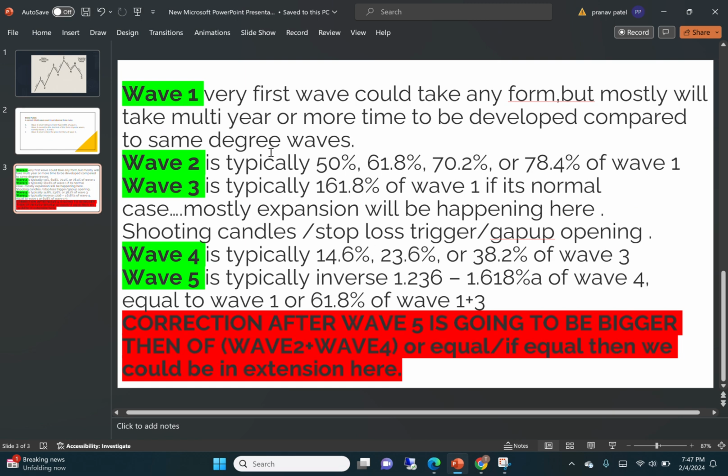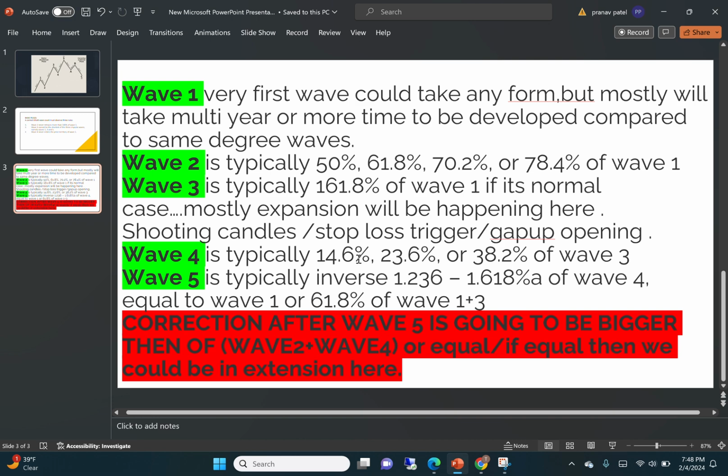Wave 2 is typically 50%, 61%, 70 or 78% of wave 1. So yes, I'll be keeping this one as it is. Wave 3 is typically 1.618 of wave 1 in the normal case. Mostly expansion will be happening here: shooting candles, stop loss triggers, gap up openings basically.